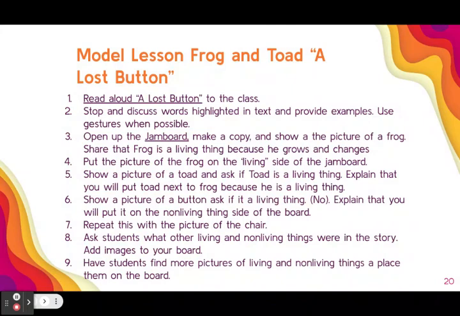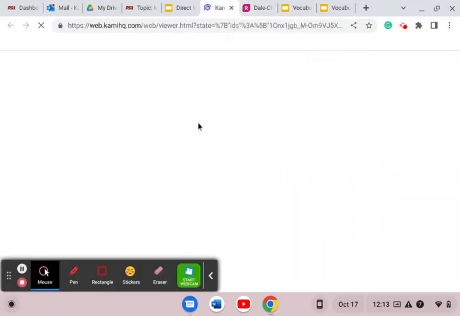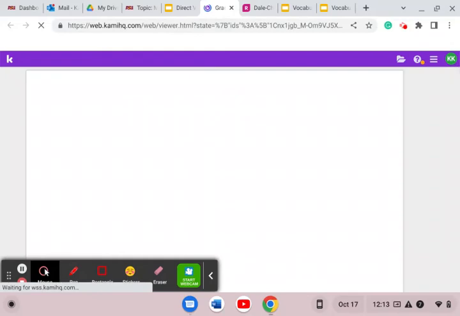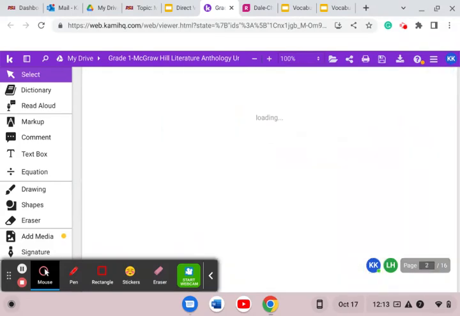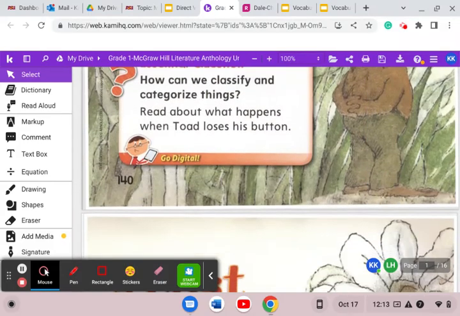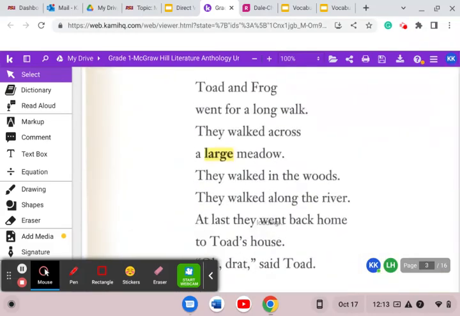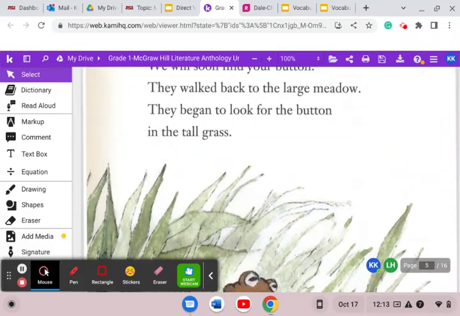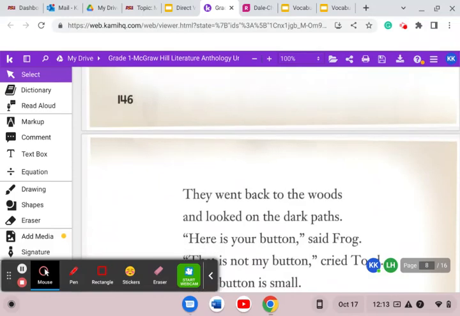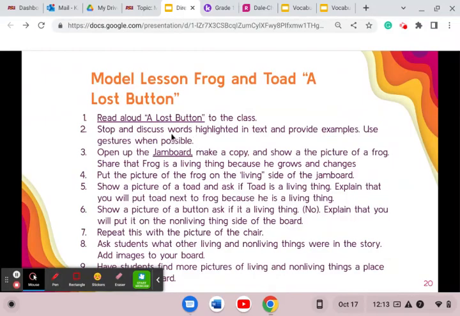So here's a great model lesson. If you click here, you can see that you'll have to sign in to Kami just using your Google for ASU. And this one is a lesson, Frog and Toad Are Friends. And you can see that the highlighted words are those tier 2 words, and you may want to teach those. So here's a little model lesson. I want you to look through the story, and then you're going to think, this is kind of how a lesson may be taught.